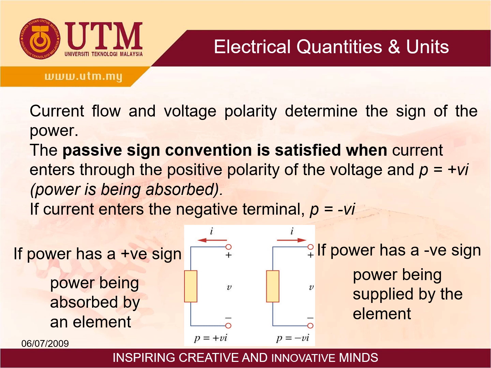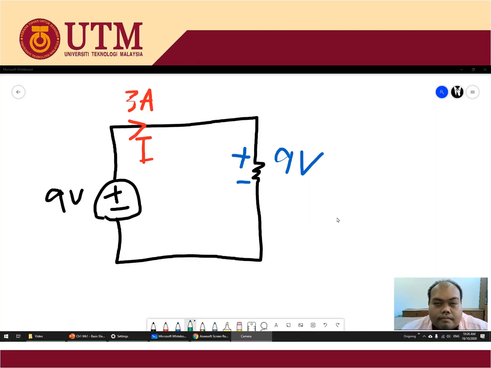Power can be supplied or absorbed. You need to know that if the power is absorbed, the sign of the power is positive. But if the power is supplied, the sign of the power is negative. As I mentioned, power positive is absorbed, power negative is supplied.